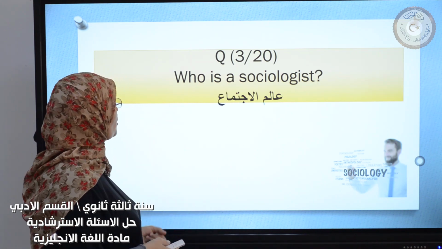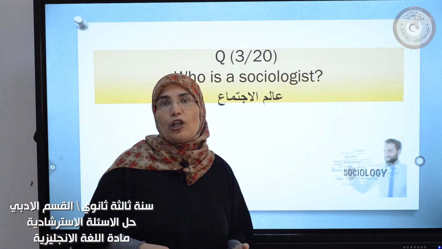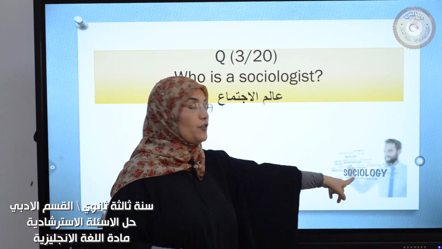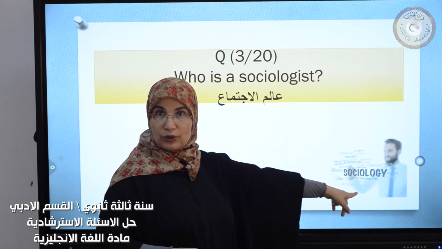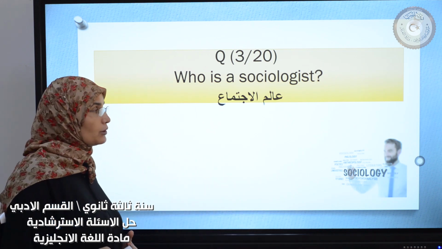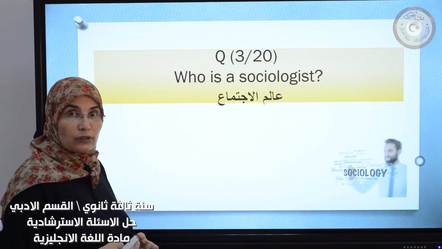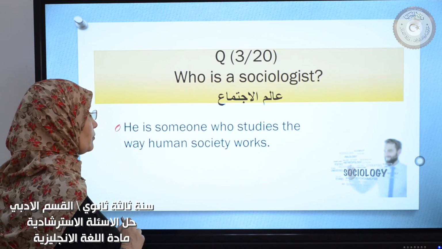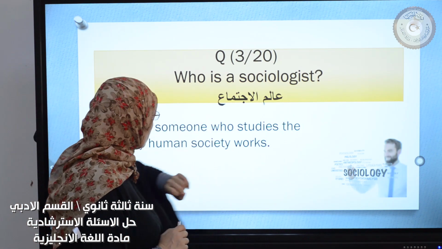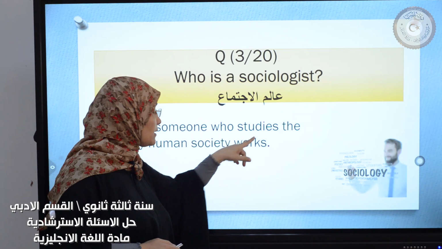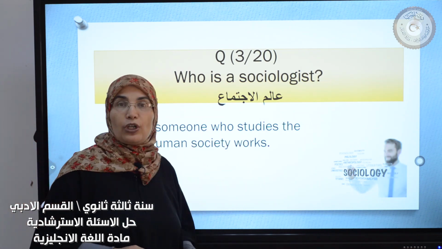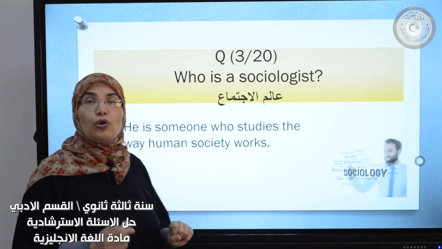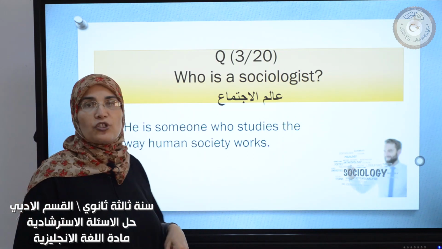Okay, so question number 20 says, who is a sociologist? Who is the sociologist? Okay, a person who deals with sociology. What's sociology? Okay, the study of human society. So a sociologist is the person who studies the way human society works. A sociologist is someone who studies the way human society works.